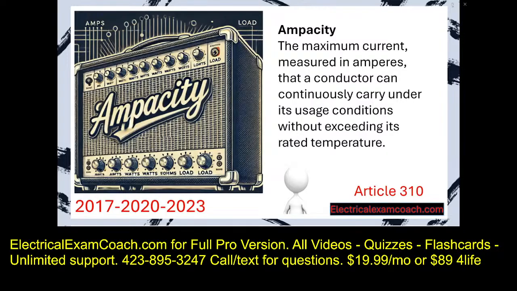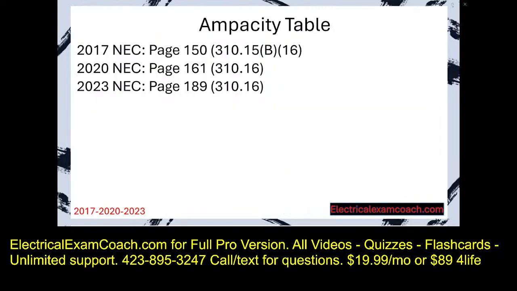With that being said, in this video series, we're going to slow down and we're going to master wire ampacity and how many amps a wire can hold and how to select the right wire for the right load. Let's get to it. Now let's learn about our primary ampacity table.